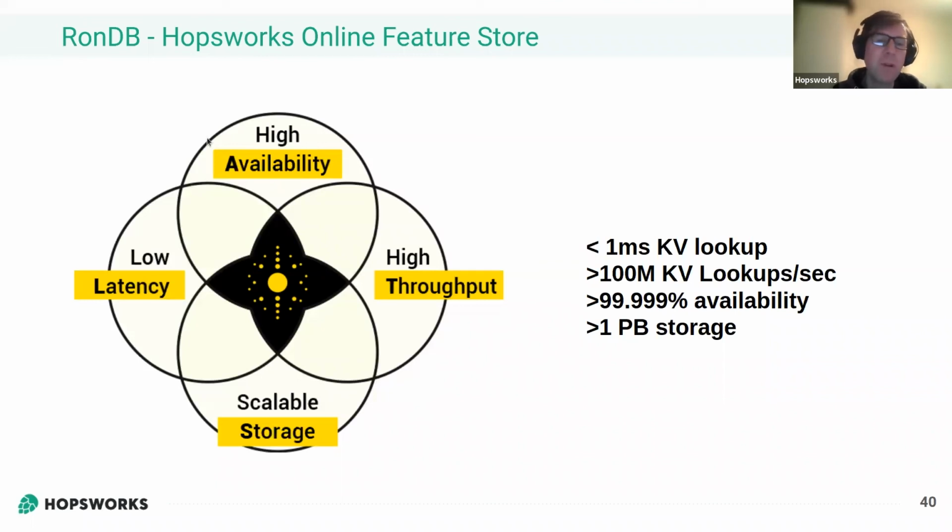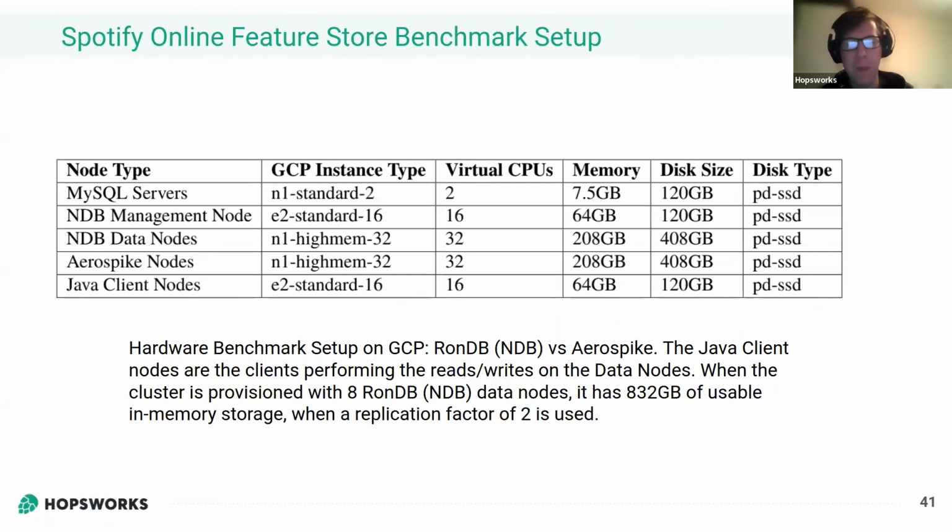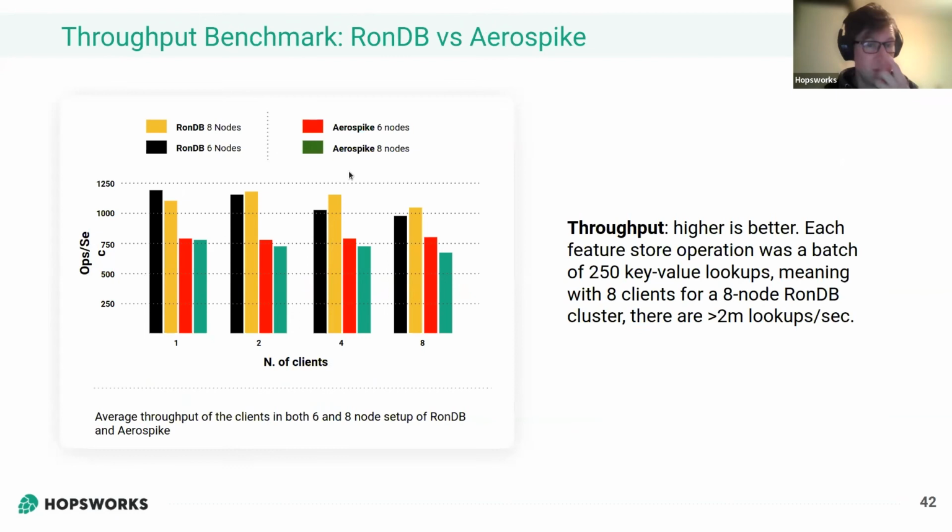Some of the nice properties of it is that it has these 4 particular characteristics. You get high availability, which is very important, high throughput, 6 million operations per second, low latency, so 250 batch key lookups in 30 milliseconds, and then you can add nodes to scale it out. So you can scale to even petabytes of capacity. I'm not going to go through the details of the benchmarks, but we benchmarked the platform against Aerospike, which is quite an expensive enterprise key value store, and it's probably the best one out there after RonDB.